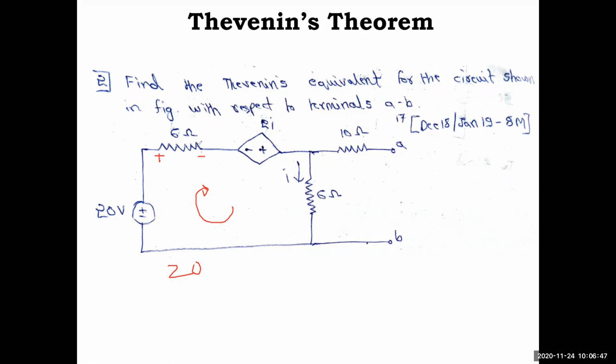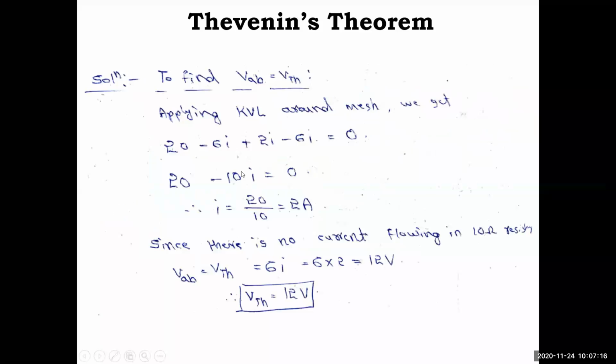So for the 6 ohm, it is minus plus, and this is again plus minus. So you have 20 minus 6I, then this is minus plus, so plus 2I, and again minus 6I equal to 0. Another way, if you begin with the minus sign, you write minus 20 plus 6I minus 2I plus 6I. Both will give the same answer. Any convention you follow, don't confuse. So that's what is written here.